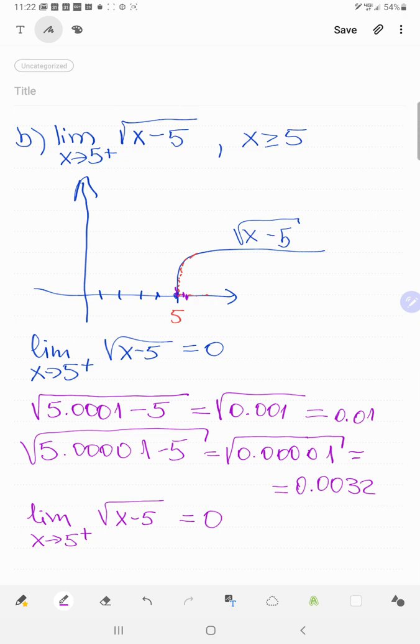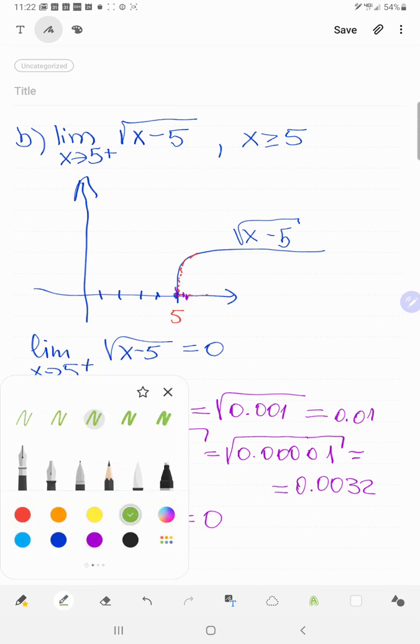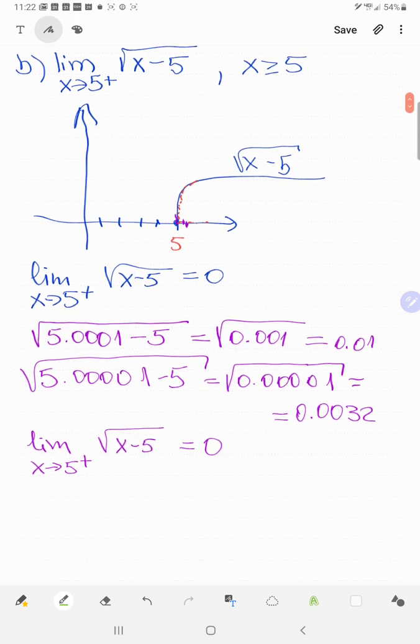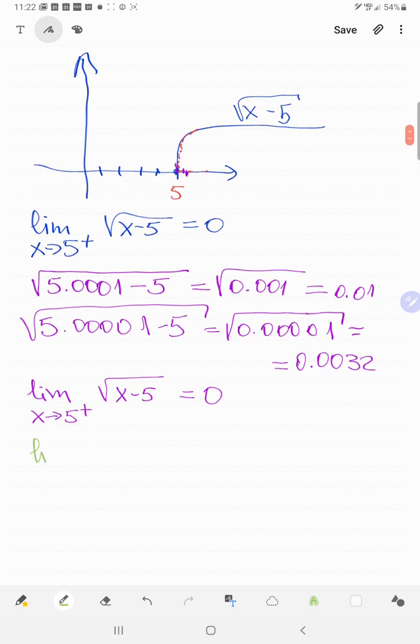And just a side note, if we wanted to find the limit as x approaches 5 from the left, like I said earlier, it does not exist because we cannot have a negative under the radical. This one does not exist.